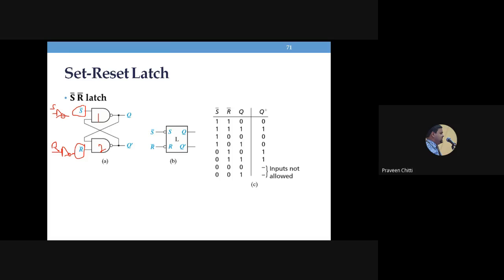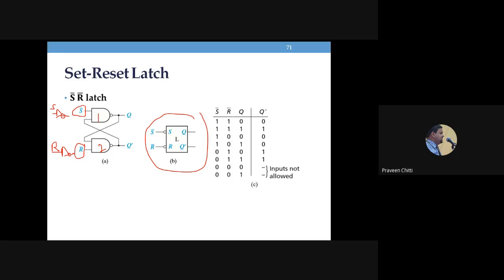Now why we are giving it in complemented form is to have the same function table or truth table of the SR latch as our SR latch using NOR gates. So this is the block diagram of this SR latch. So inverted inputs we have given, S and R. So now what happened?